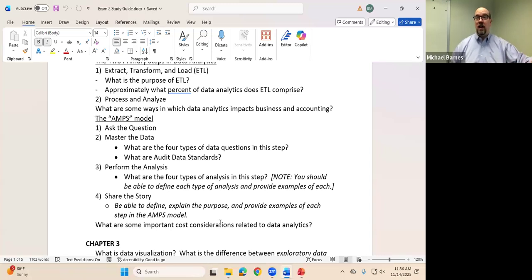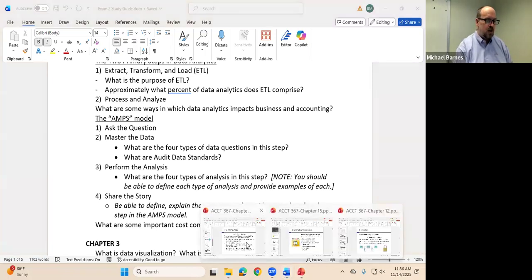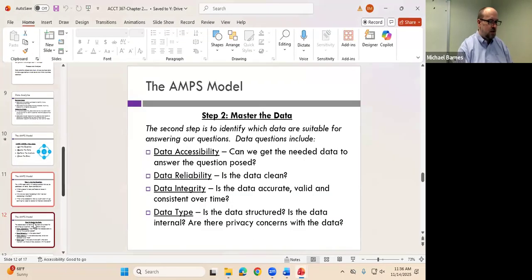You notice I did that without looking at that. That's something I do know. I do remember. But you also need to know a few little intuitive details here. So first of all, 4 types of data questions in the master the data step. This is a very small one, but please make sure you take a look at this. This is on the chapter 2 slides on slide number 12. So data accessibility, data reliability, data integrity, and data type.